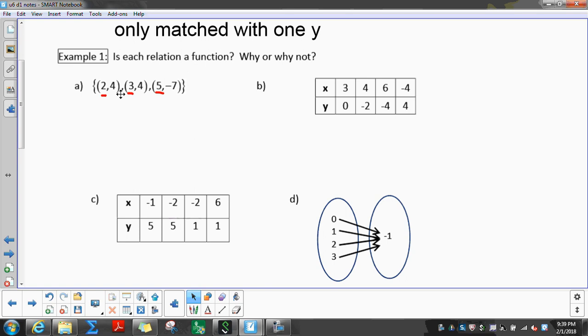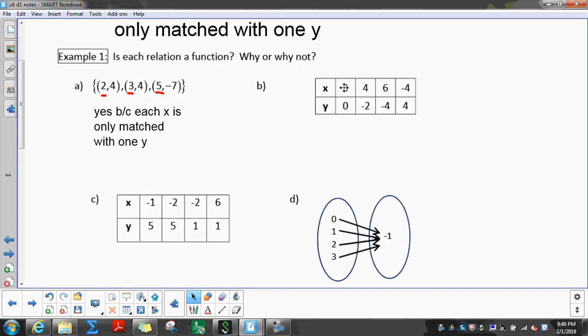Now the 2 and the 3 are going to the same number. That's okay. It would be different if we had 2 going to 4 and then 2 going to 3 as well. Okay? Another way to remember it, think of it like you can't have more than one girlfriend or boyfriend. It doesn't work out well. So the x can't go to more than 2 places, but the y, it's okay. So yes, because each x is only matched with one y.